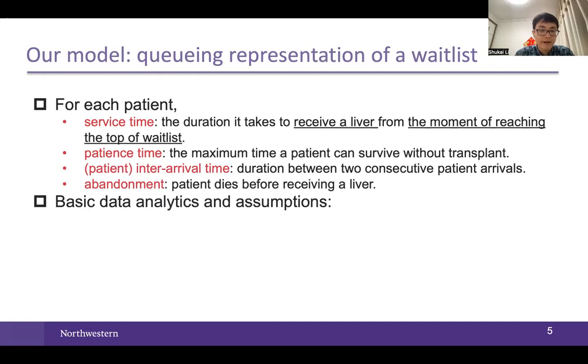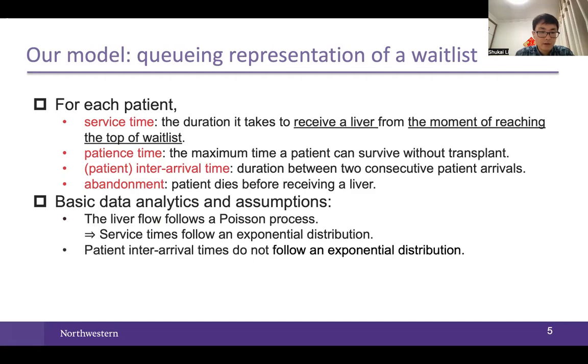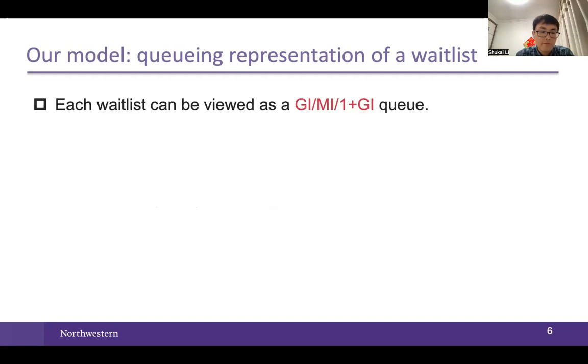Based on exploratory analysis of transplant data, we found that liver flow follows a Poisson process. Therefore, the service time at each waitlist follows an exponential distribution. We also found that patient inter-arrival times do not follow exponential distributions. Now we can view each waitlist as a GI/M/1+GI queue.